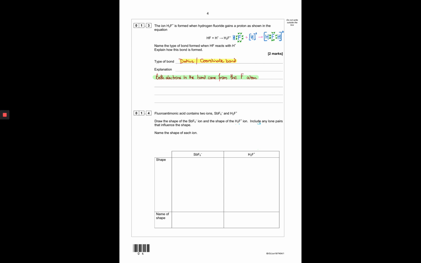I did see some answers where people said fluoride ion or whatever, but that's why if you focus on your dot and cross diagram, you can see there is no fluoride ion, right? This is a simple molecule with covalent bonding.